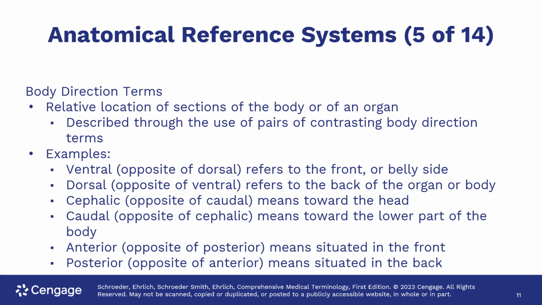Body direction terms tell us the location of the subject we are talking about. Examples are all in your e-text. So think of these as opposite pairs, like an old married couple. Opposites attract, right? So ventral and dorsal refer to the front and the back, like the dorsal fin of a dolphin. Cephalic and caudal, towards the head and towards the lower body. And anterior and posterior. Anterior front and posterior is back.